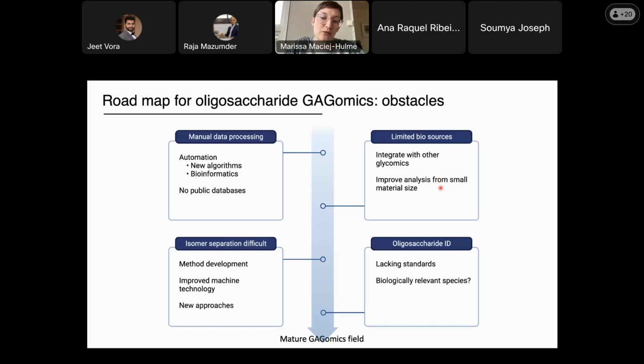This leads into my second point, which looks at the limited biological sources. Data generated from different biological sources is important, and we know that GAGs are changing in many homeostatic processes and diseases. But often, if a glyco part is included in project design, N-glycomics are chosen over GAGs simply because they are a safer option to generate insightful glycan data.